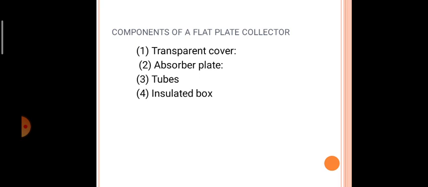Components of a flat plate collector. A flat plate collector is very simple in design compared to any other solar collector. This flat plate collector absorbs direct radiation and diffuse radiation, converting it into thermal energy. The main components of a flat plate collector are the transparent cover, absorber plate, tubes, and insulated box.